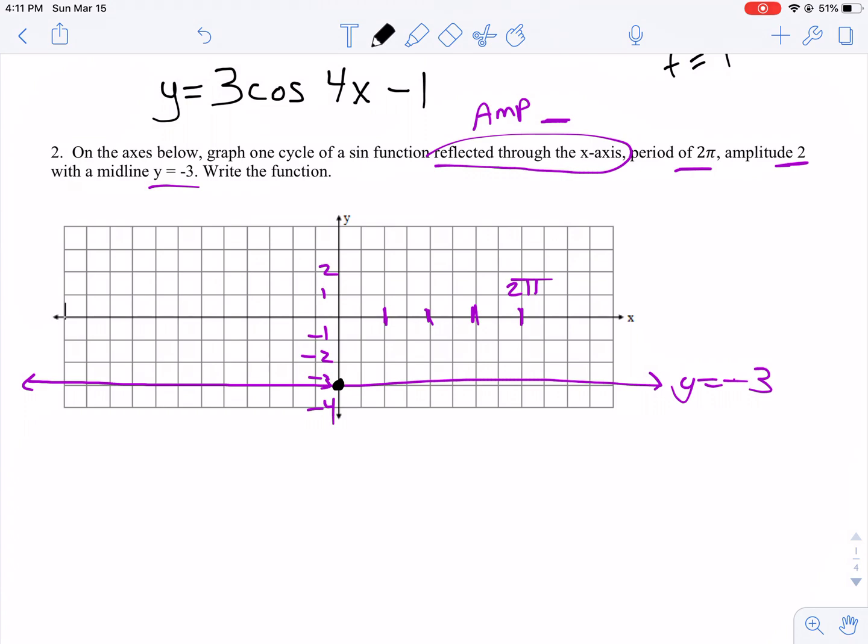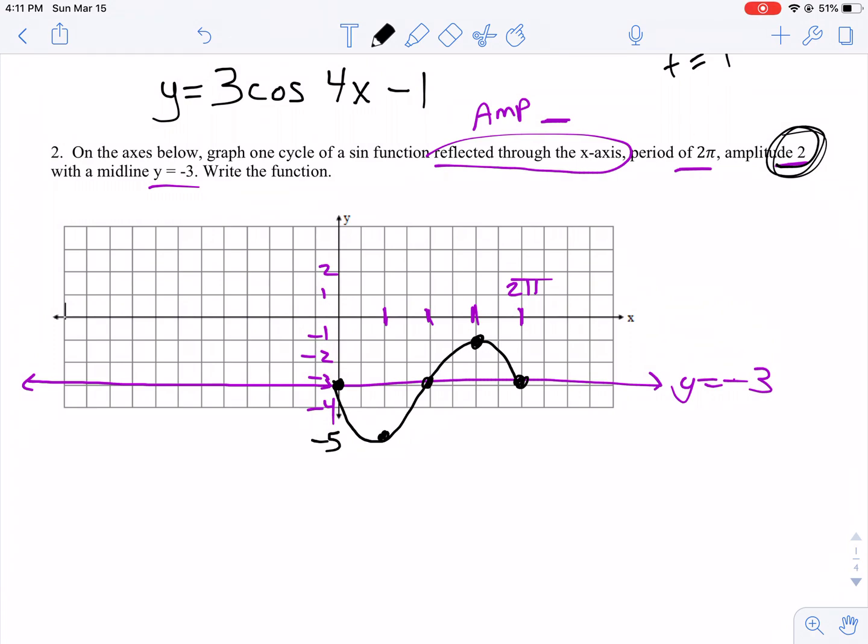And then the amplitude was negative, so instead of going up to a hill, we're going down to a trough. And since the amplitude is 2, that means I go 2 below my midline. So I'm down here at -5 off the graph. Then I go back up to 0. Then I go 2 above my midline. And then I go back to my midline. And there's my graph.